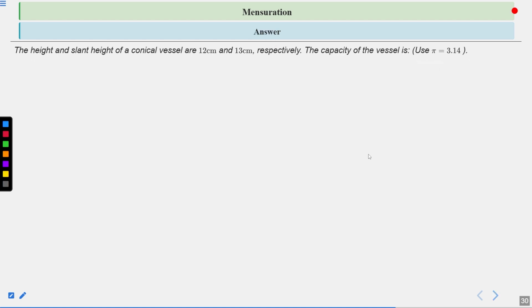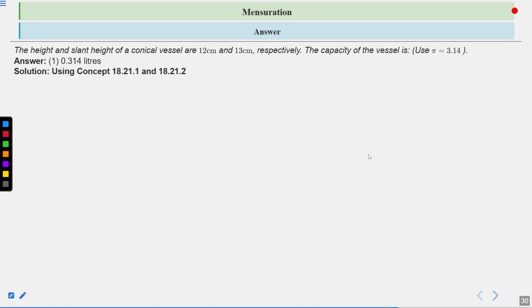The question says that the height and slant height of a conical vessel are 12 and 13 centimeter. So we need to calculate the capacity of the vessel. First we need to calculate the radius of the conical vessel. Then we can calculate the volume of the conical vessel. So the correct answer of this question is the first one, which is 0.314 liter.